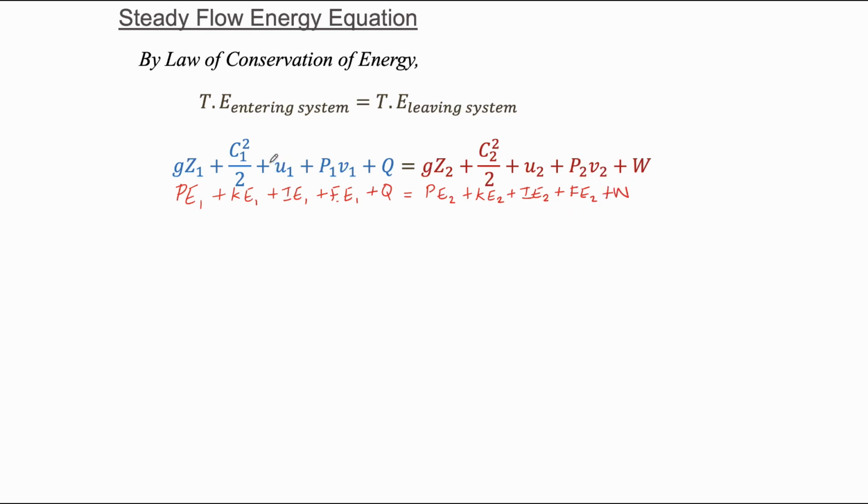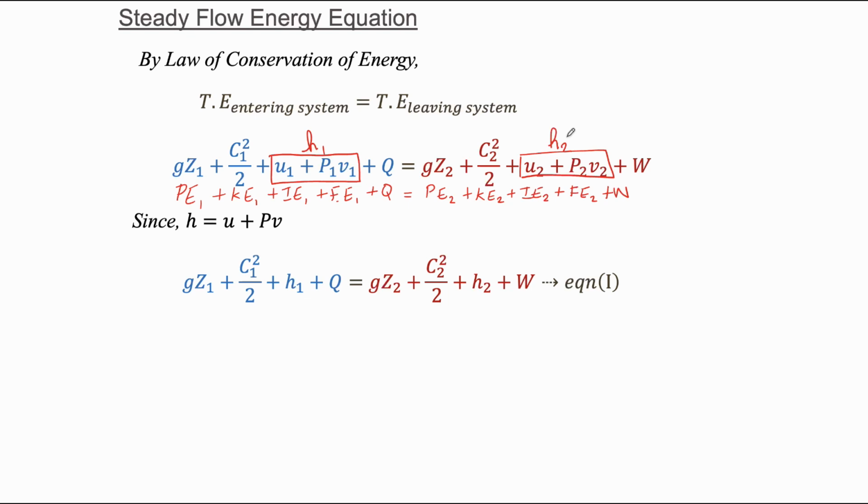And we can also see enthalpy hidden in this equation, that is internal energy plus pressure volume product. So same thing on the right hand side. So we have enthalpy here. So this whole expression becomes potential energy plus kinetic energy plus enthalpy instead of internal energy and flow energy on the left hand side and the right hand side. And this equation 1 is called the steady flow energy equation.